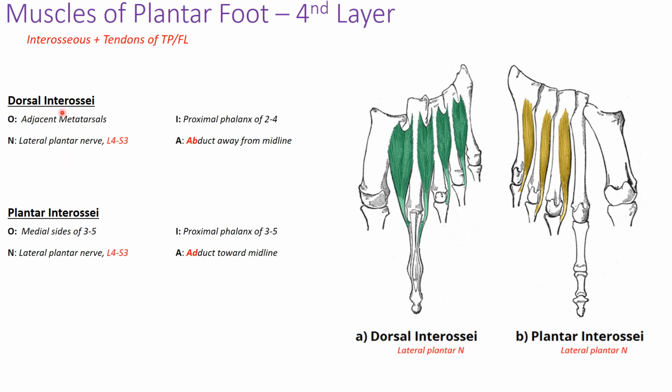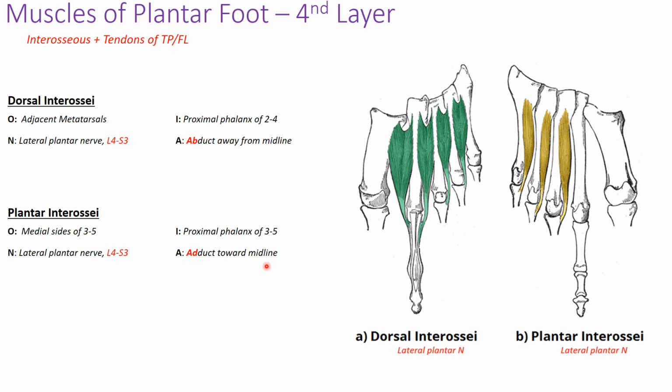So we're going to start with the dorsal interossei. The dorsal interossei are going to originate from the adjacent metatarsals, so in between metatarsals, and they're going to insert onto the proximal phalanx of digits 2 through 4. So digits 2, 3, and 4. Their action is to abduct away from midline. If you remember back, just like in the hand, dorsal interossei, we had the DAP and PAD mnemonics. Dorsal, abduct. DAP. Plantar are going to adduct.